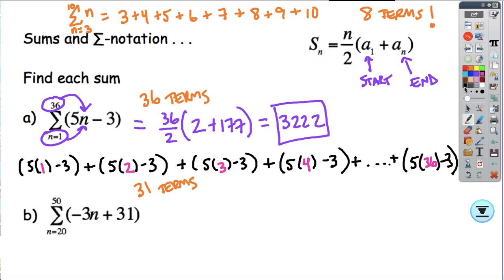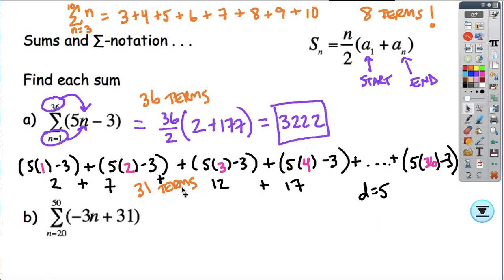And this is arithmetic. I can prove that. The first term would be a 2. The second term would be a 7. The third term would be a 12, right? The fourth term would be a 17. Do you see how these are increasing by 5 each time? So the common difference is a 5. This is for sure arithmetic. So I'm just going to use the summation formula here, and that's going to make it so much faster.